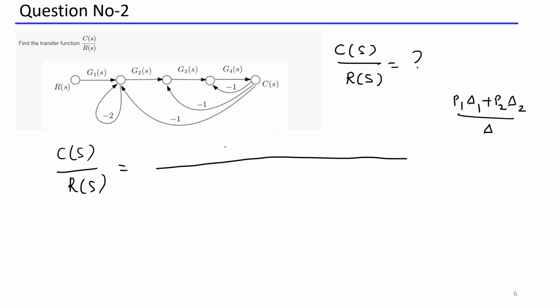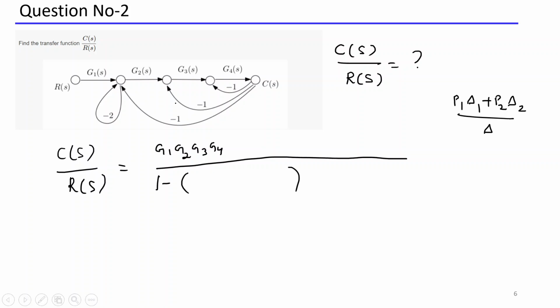First of all, tell me what is P1? P1 is the forward path gain. How many forward paths are there? You can clearly see that there is only one forward path. If one forward path is there, what is the gain of that forward path? You can write directly G1, G2, G3, G4. This is your P1. Before writing delta 1, delta 2, first write the denominator part. What is delta? Delta is nothing but 1 minus loop gain.